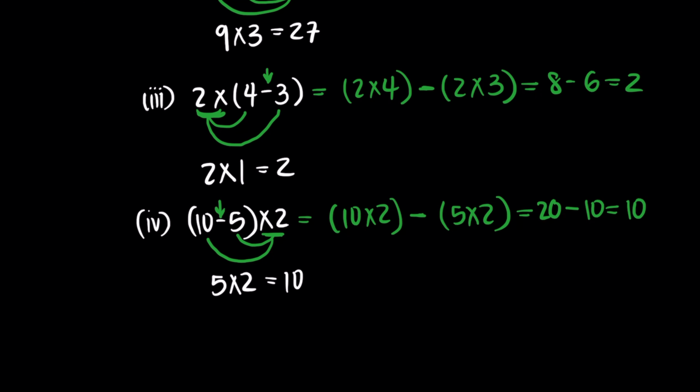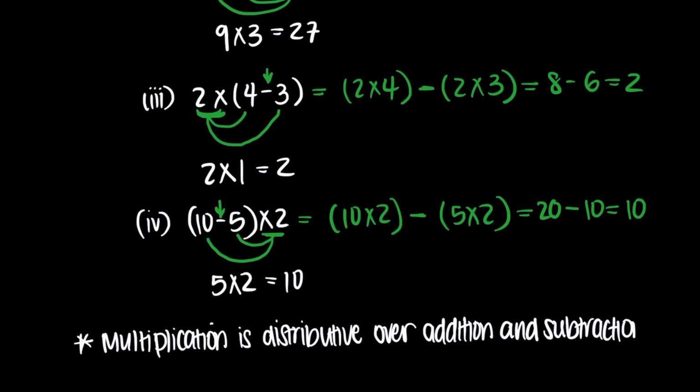So the general rule is that multiplication is distributive over addition and subtraction only. And that is the rule for the distributive law, or the distributive property, in general.